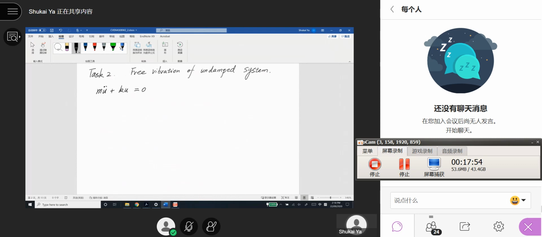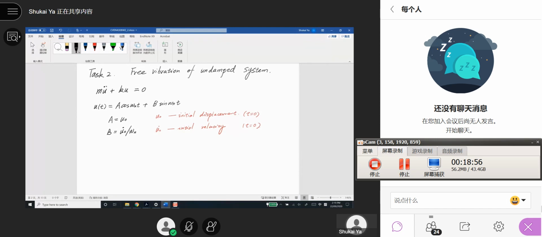You are not required to solve this problem, but the expression is u(t) is equal to A cosine omega n t plus B sine omega n t, in which A is equal to u0, B is equal to u0 dot divided by omega n. u0 is the initial displacement. u0 dot is the initial velocity when t is equal to 0.